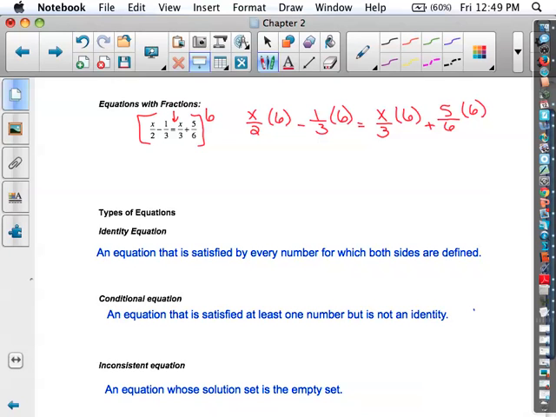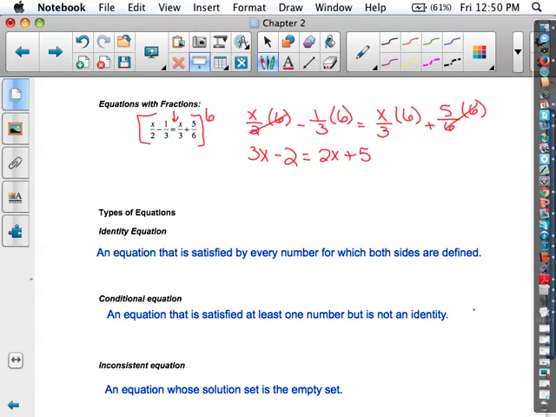So when I look at each of these individual terms, I can reduce this and eliminate the fractions, because 6 divided by 2 is 3. That's going to give me 3x. 6 divided by 3 is 2, so I have a 2. Again, 6 divided by 3 is 2. And finally, 6 divided by 6 cancels, and that makes this a 5.